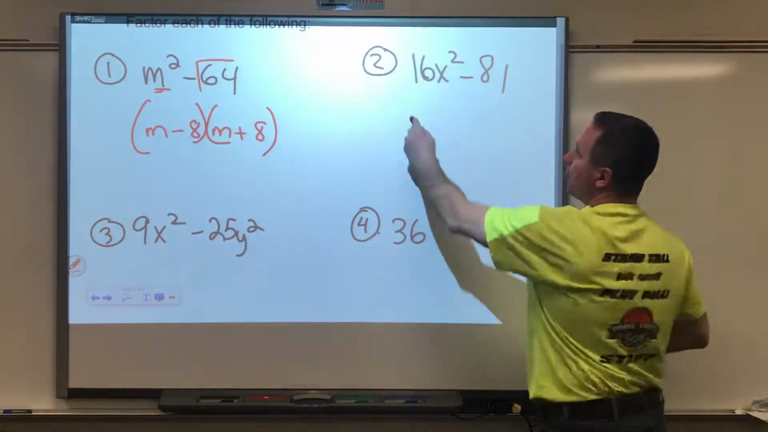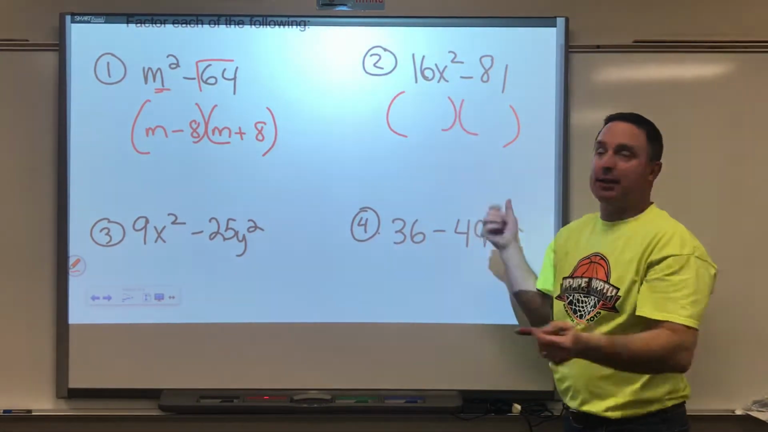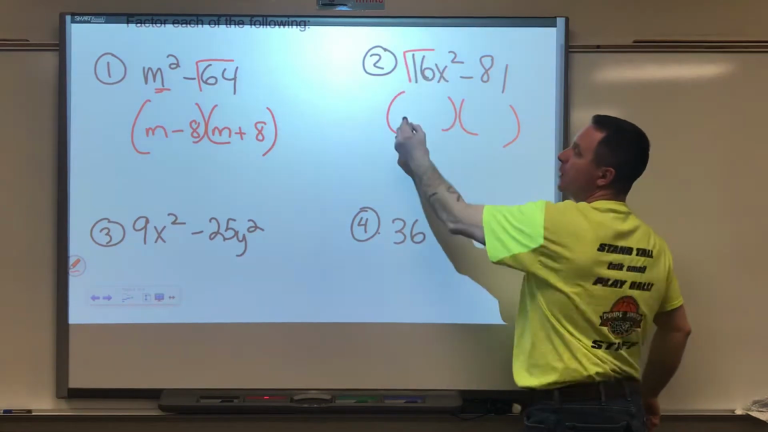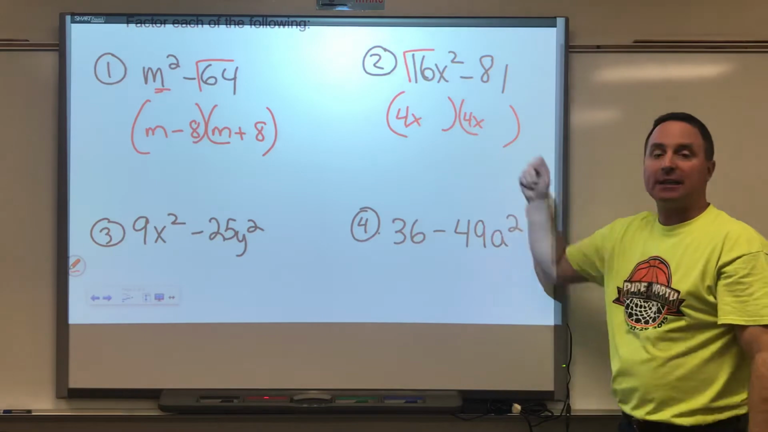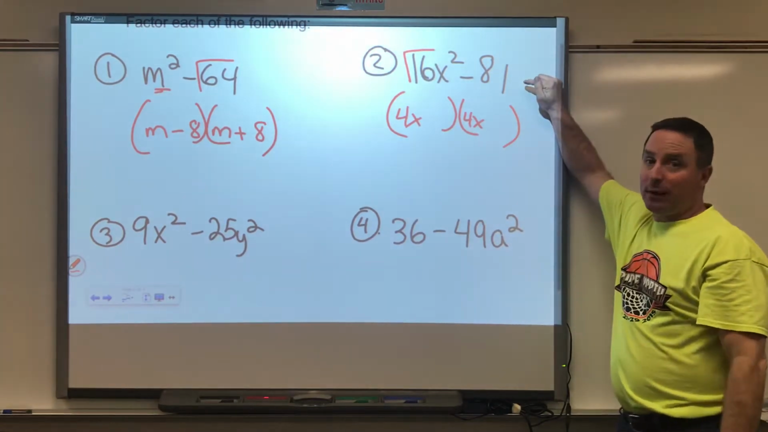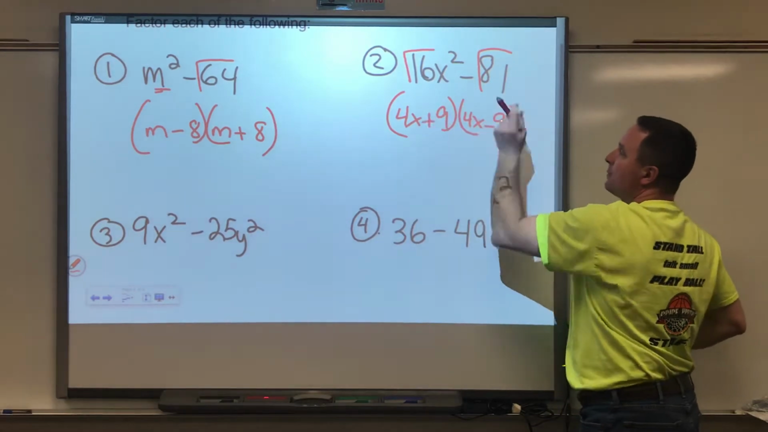If you look at the one over here on the right, 16, we know 16 has a bunch of different factors again, but what if I did the square root? The square root of 16 is 4. So it'd be a 4x and a 4x. 81 is a perfect square. The square root of 81 is 9 and 9. And one is plus and one is minus.